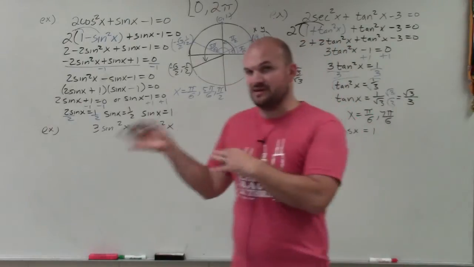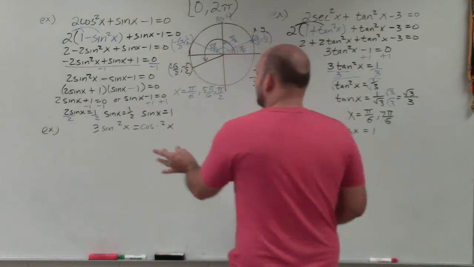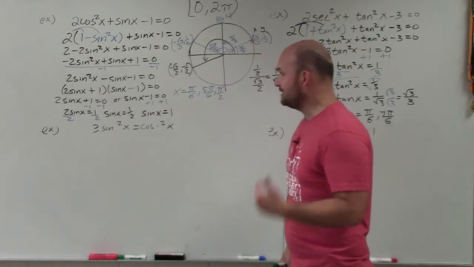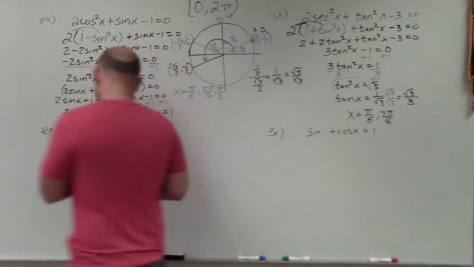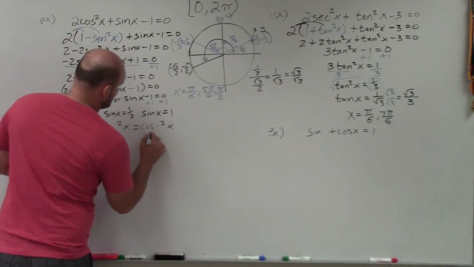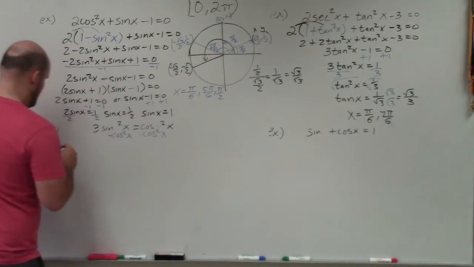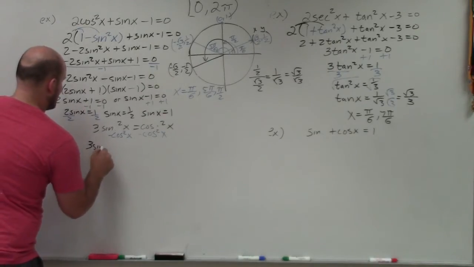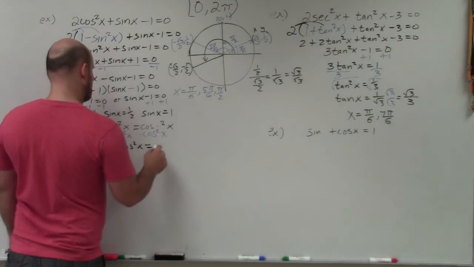So we knew we could just rewrite them in terms of sines and cosines and then apply factoring. Here, I don't have this set equal to 0, right? So the main important thing we need to do then is get them on the same side. So what I'm going to do is subtract cosine of x. So therefore, I'm left with 3 sine squared of x minus cosine squared of x equals 0.